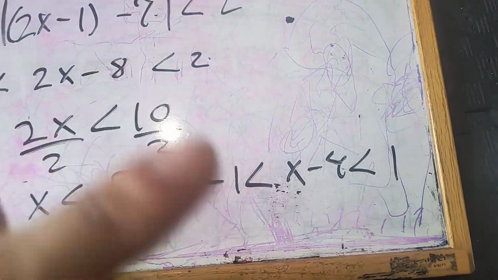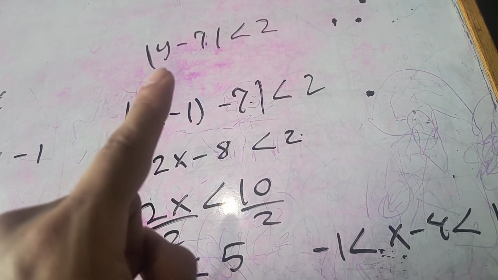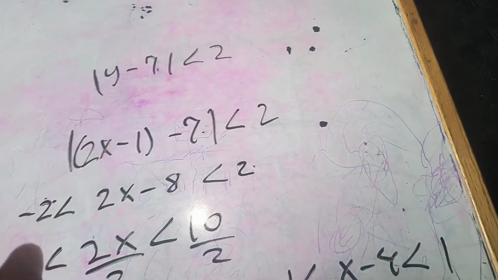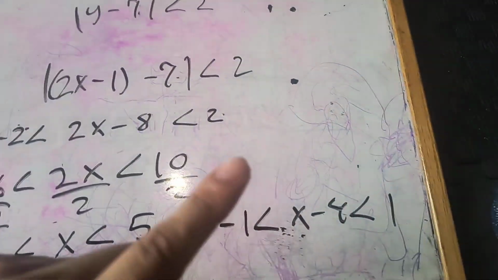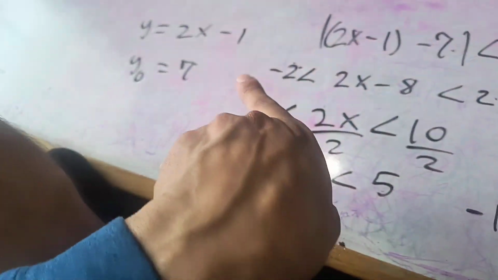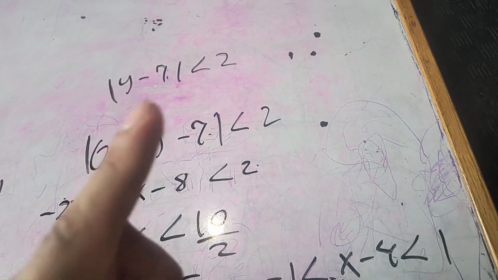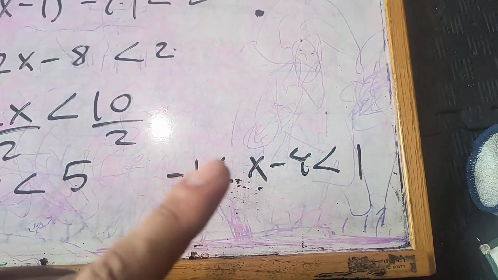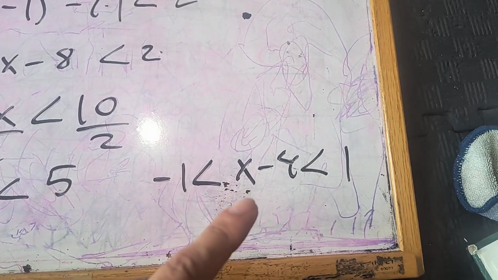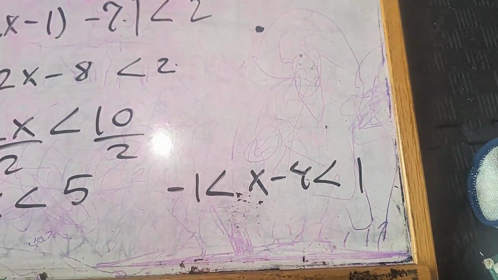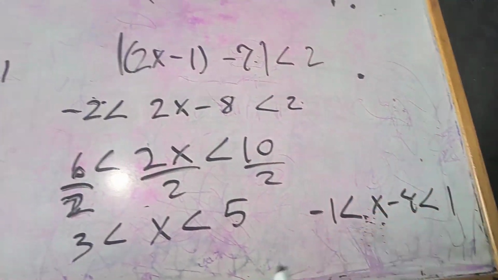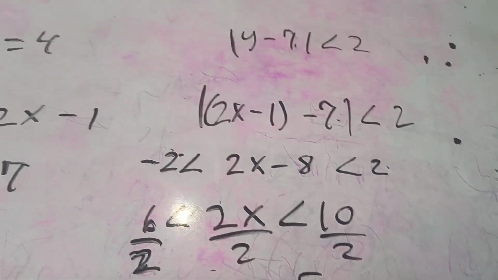So in order to keep this degree of error, or distance, this gap between y and y naught at 7, to be less than 2, x has to be less than 1 distance away from x naught, or 4 in this case. So yeah, that's it.